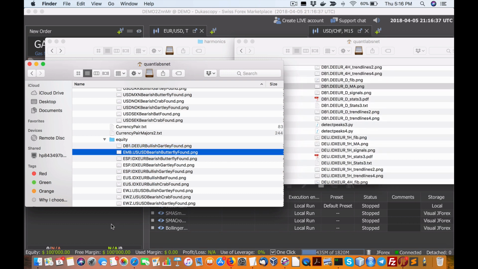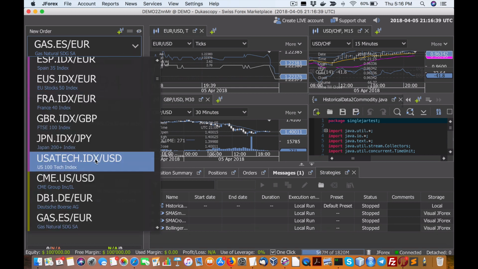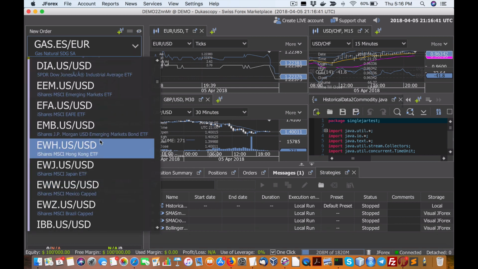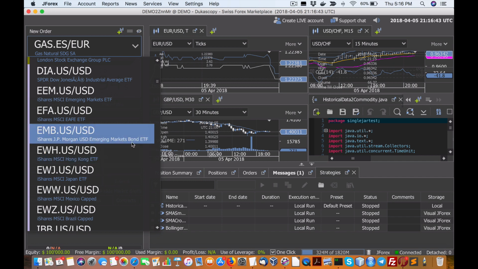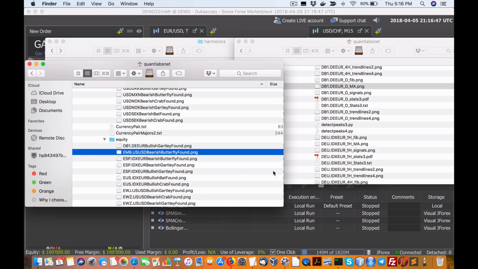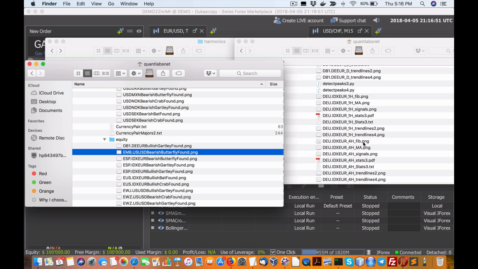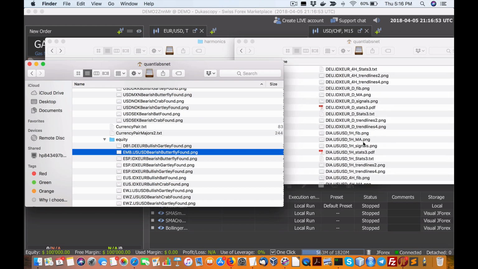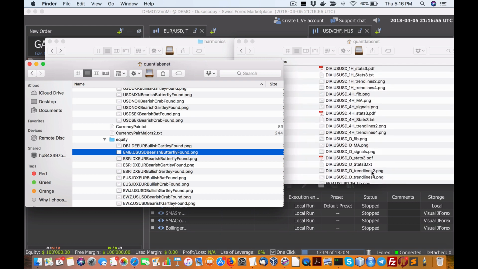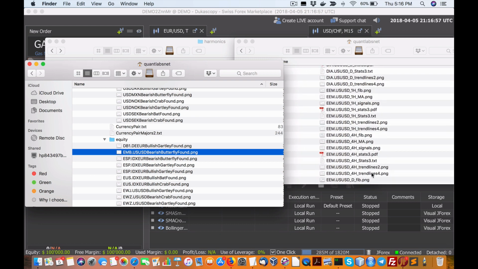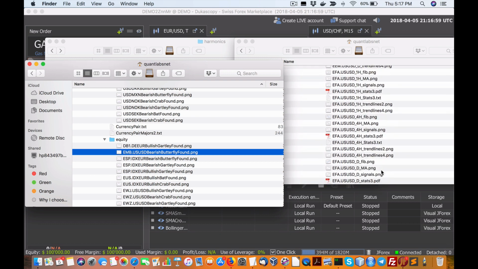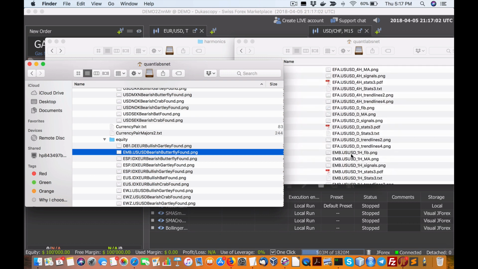So the EMB, that is the JP Morgan Emerging Market Bond ETF. That is possible if the markets are doing quite well. So let's check out EMB. You can see how much stuff has been filtered out here.